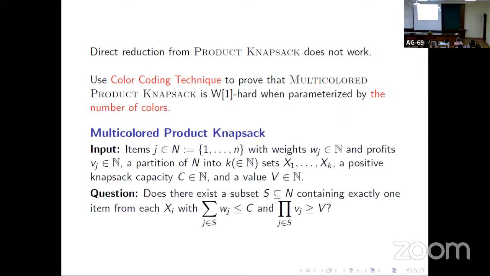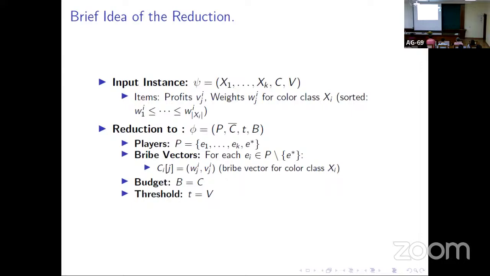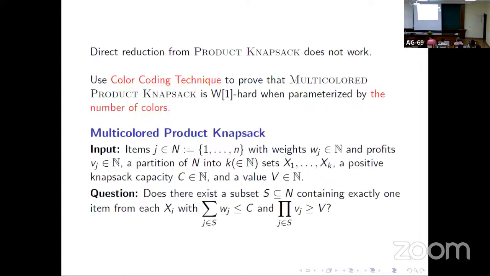And what is multicolored product knapsack? Here, the only difference is that initially we have some color classes, and every item is distributed among these color classes, and we want a solution which has exactly one item from each color class, which satisfies these conditions. So what is the use of this? If we give the reduction from multicolored product knapsack, then our parameter will get mapped to the number of players. And yeah, W1 hardness of this does not hold for the regular knapsack.